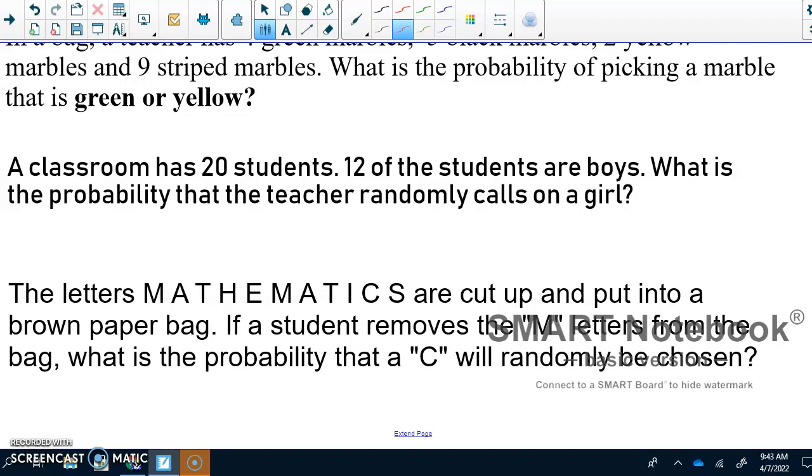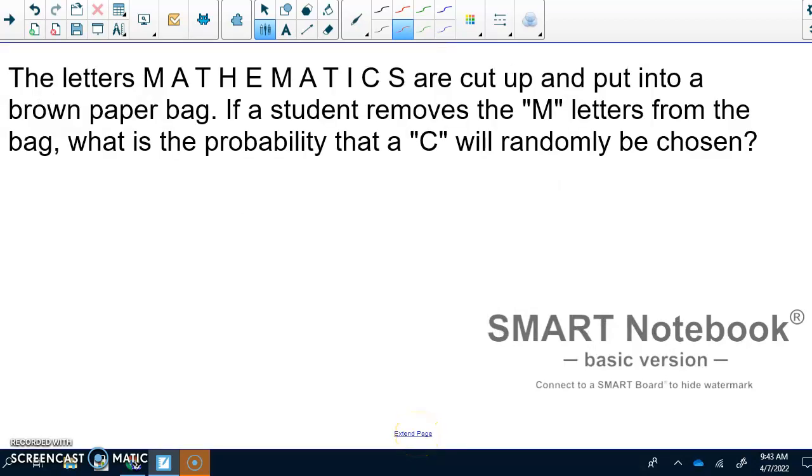And the last question is, the letters in mathematics are cut up and put into a paper bag. And if the student removes the M's letters from the bag, what is the probability that a C will randomly be chosen? I want you to stop the video, and I want you to find me an answer for this question.